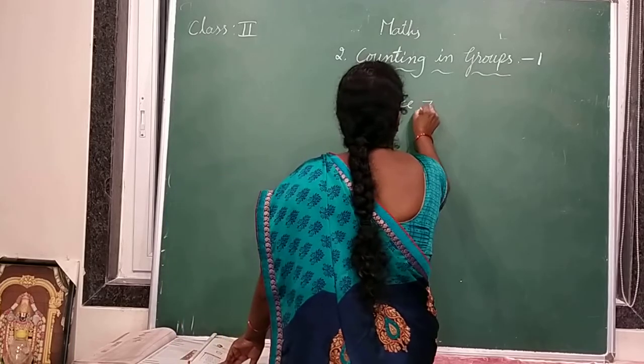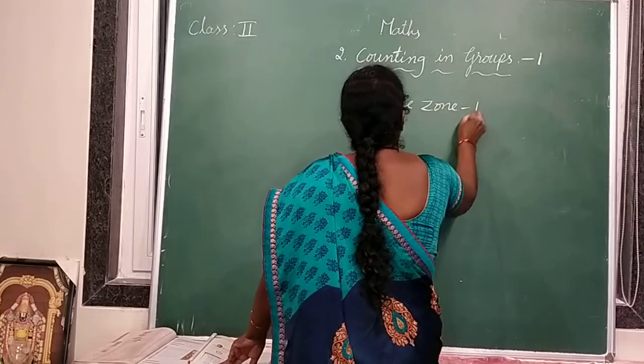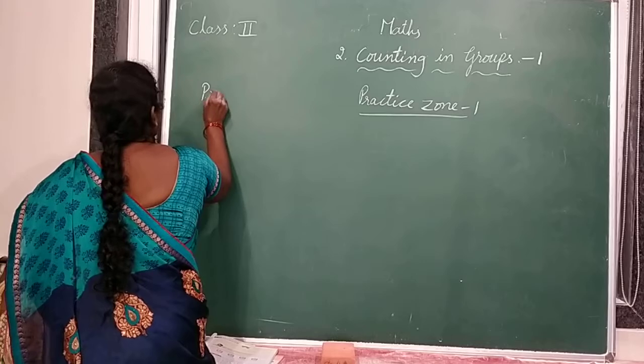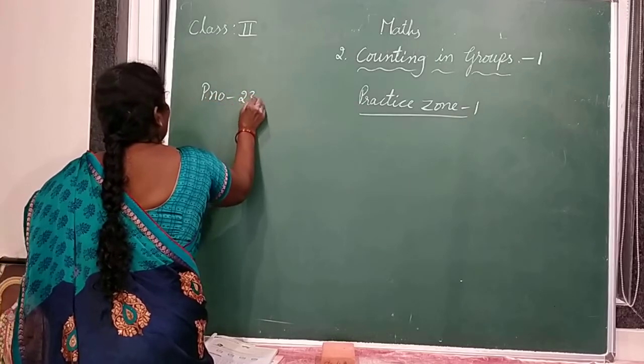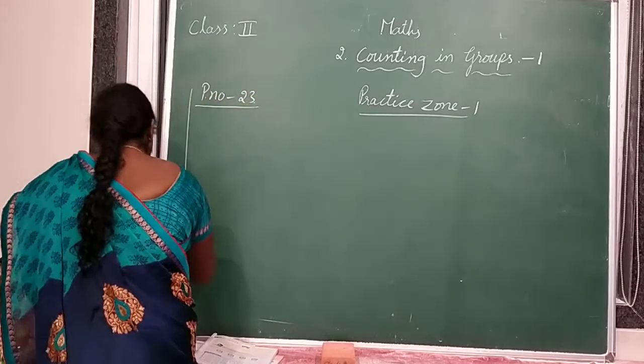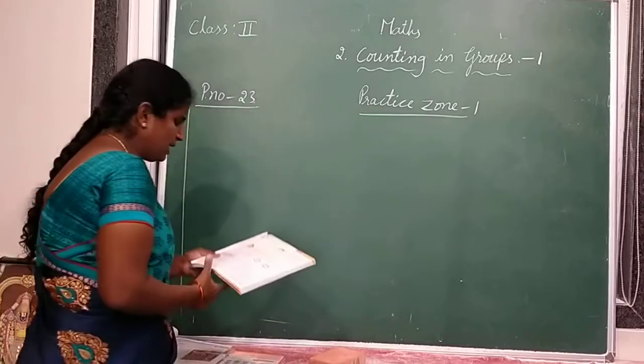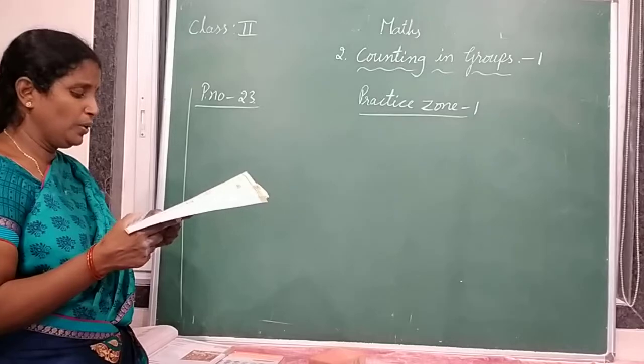Practice zone. 1. Page number 23. So this is counting in twos. Fill in the missing numbers by counting in twos.